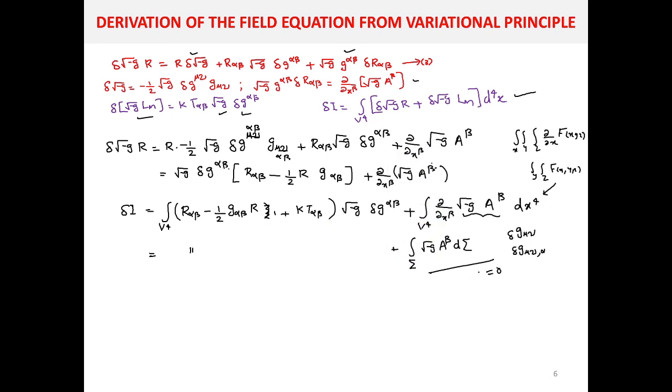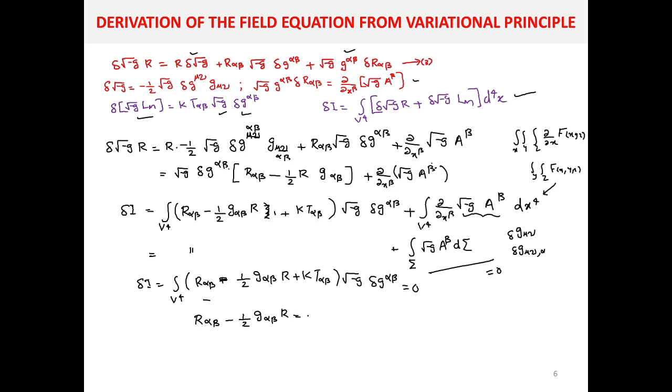So the remaining terms will be δI equal to integral over V4 of (R_αβ minus 1 by 2 g_αβ into R plus K T_αβ) into root of minus g δ of g^αβ. Its value is 0 when this particular quantity is 0. So we can write R_αβ minus half g_αβ into R plus K T_αβ equal to 0, or we can write it as R_αβ minus half g_αβ R equal to minus K T_αβ. This is Einstein's law of gravitation. Okay, thank you.